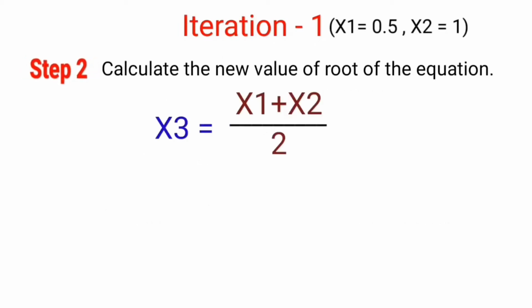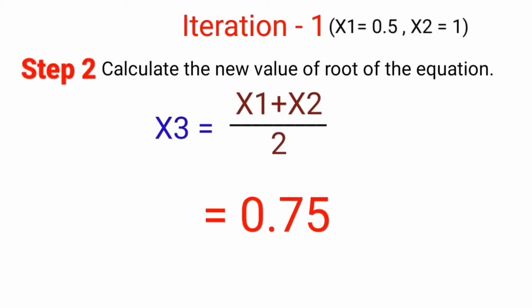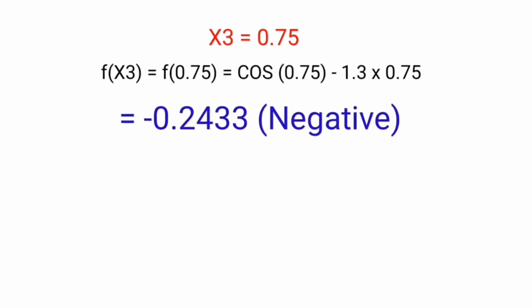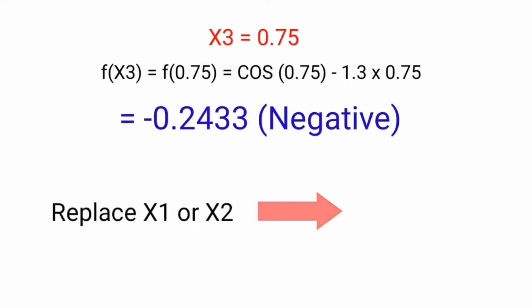For that, x1 equal to 0.5 and x2 equal to 1. So calculate the new root, that is x3, which is equal to x1 plus x2 divided by 2, which is the bisection method formula, and we get 0.75. x3 is now equal to 0.75, and find the function for that, that is f of 0.75. The function value we get is minus 0.2433, which is negative. Next step is to replace x1 or x2 by x3, and for that the condition is the sign, whether it is positive or negative.